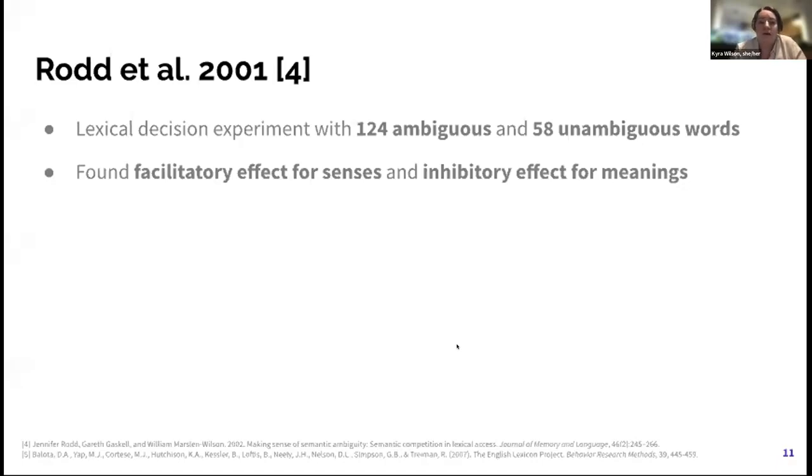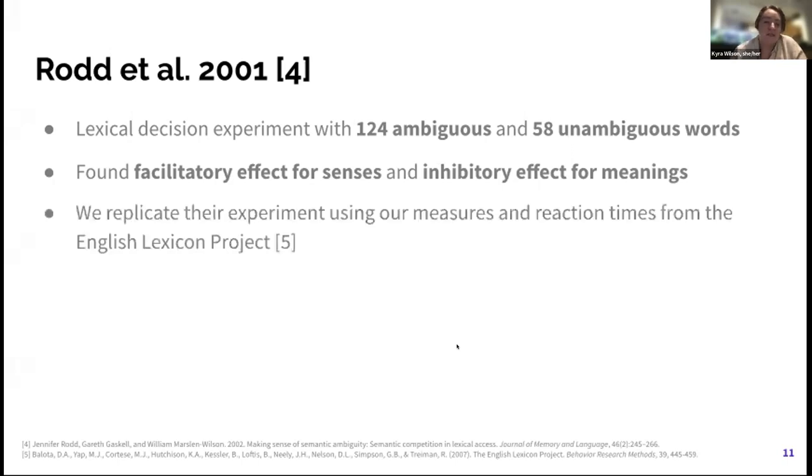So to do this, we compared our measures with those in an early experiment by Jennifer Rodd and colleagues. Their stimuli set contained 124 ambiguous words and 58 unambiguous words. And in their results, they report a facilitatory effect for number of senses and an inhibitory effect for number of meanings. And we replicate their experiment using our measures and the reaction times and other control variables from the English Lexicon Project.